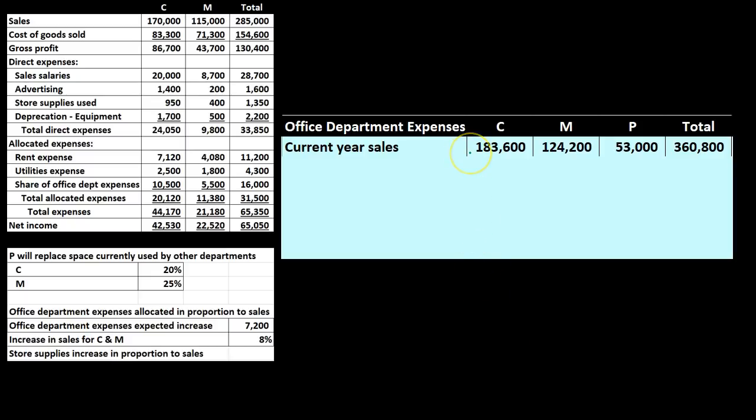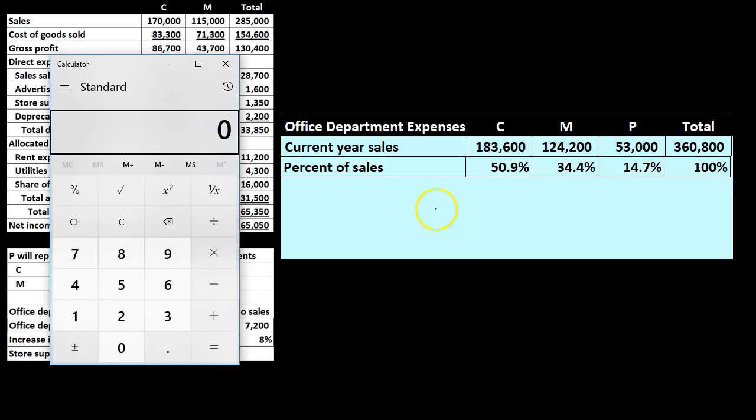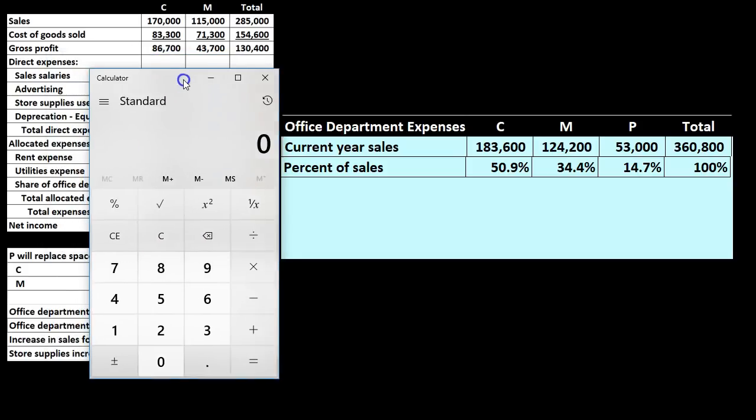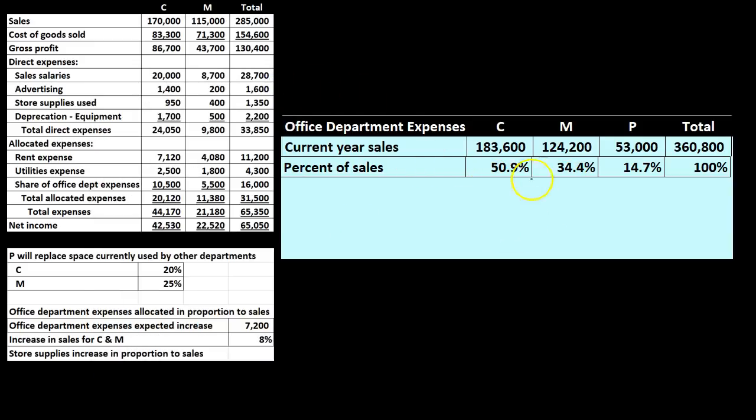So this is the sales amounts that we just pulled over, and we're going to record the percentages related to them. In other words, 183,600 divided by the 360,800. That's going to be about 50.9%. If we take the 124,200 divided by the 368, we get about the 34.4%, and so on. These will be our percentages. They add up, of course, to 100%.